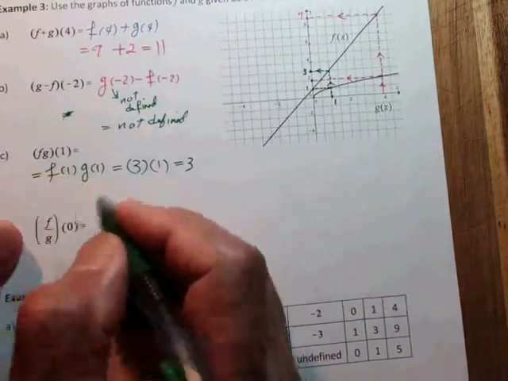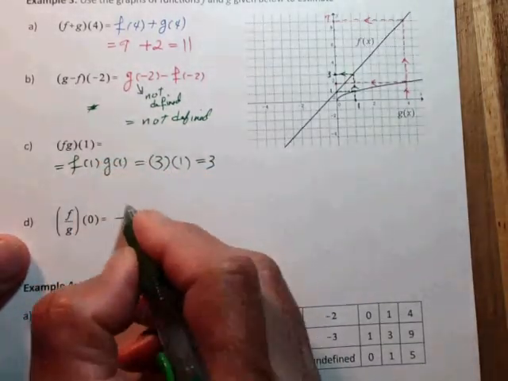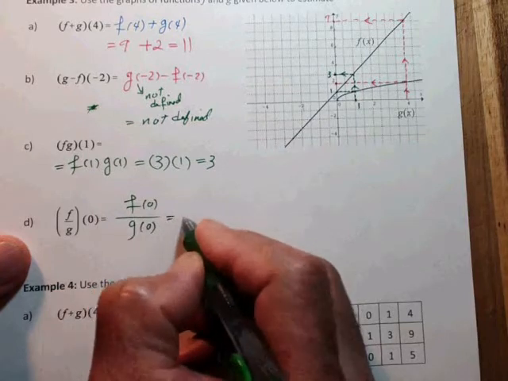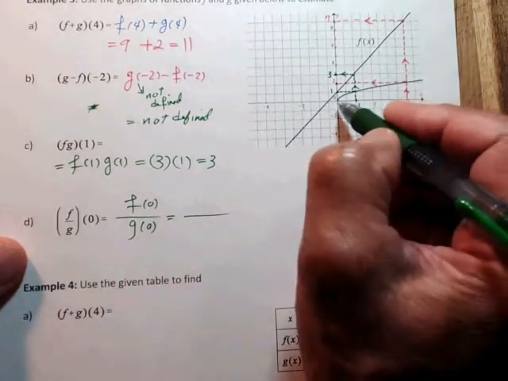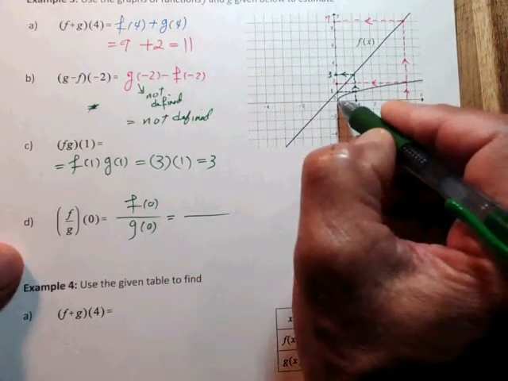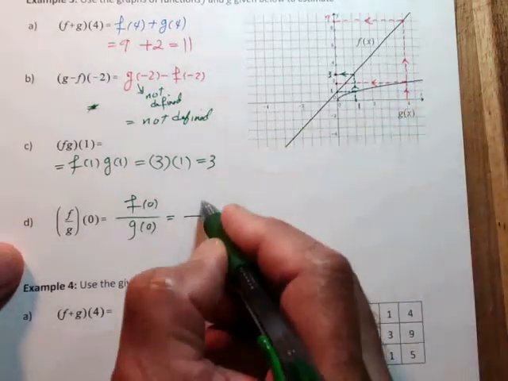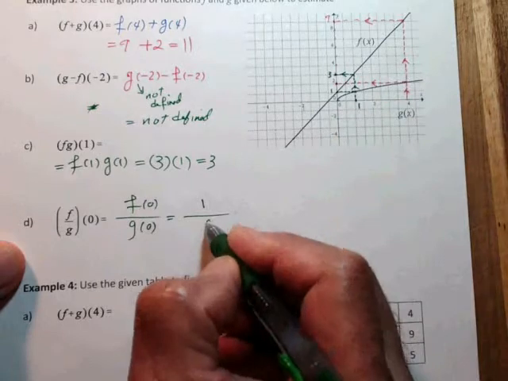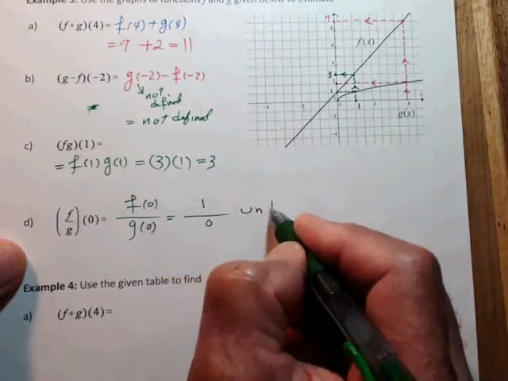F over g at 0. This is f of 0 divided by g of 0. F of 0, from 0 you get to f, you get 1. G of 0 is 0. So this is undefined.